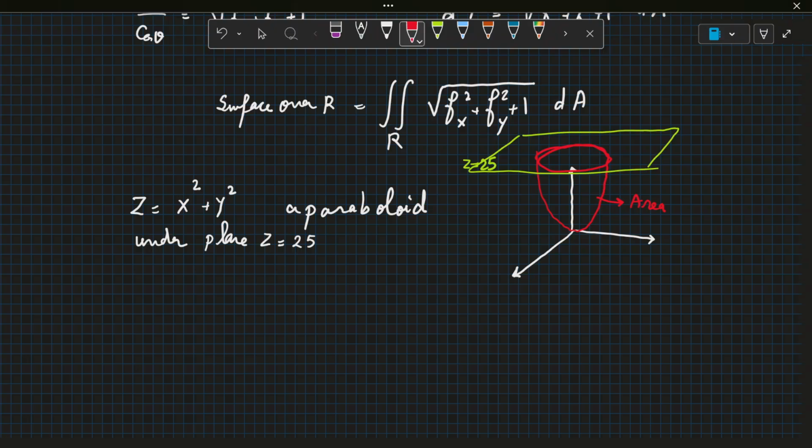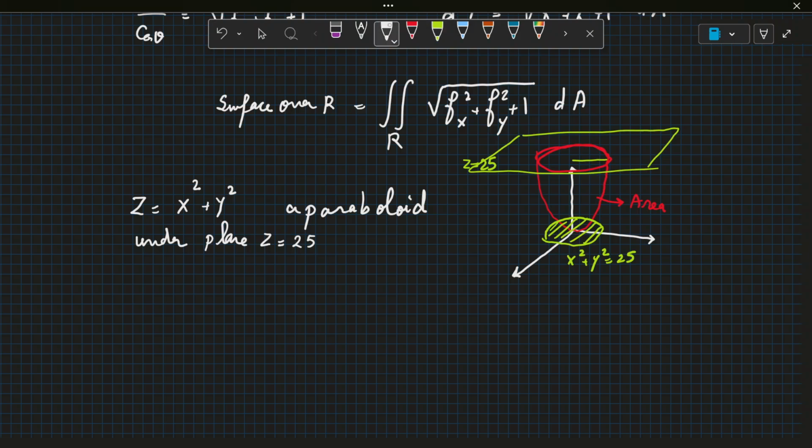Well, we need to know what's the shadow of that on the xy plane. Down here, the shadow of this is of course x squared plus y squared is equal to 25. Since z is equal to 25, it turns into x squared plus y squared being equal to 25. So the entire surface that we are hunting here is built on top of this circle on the xy plane.